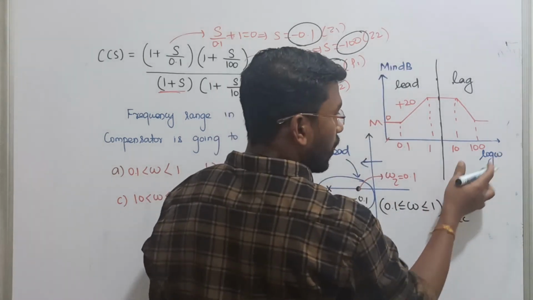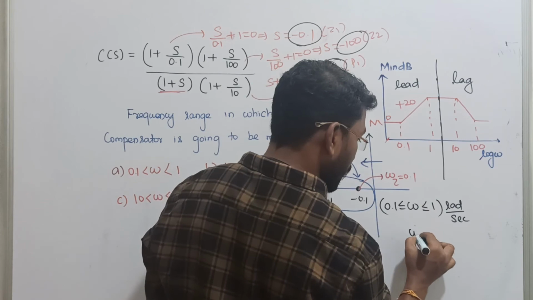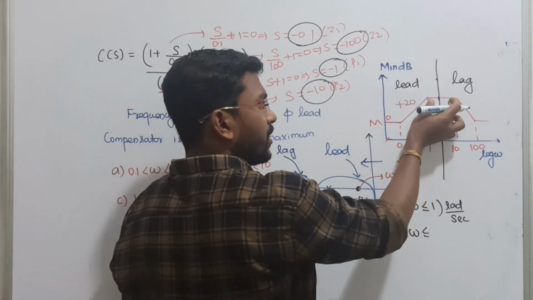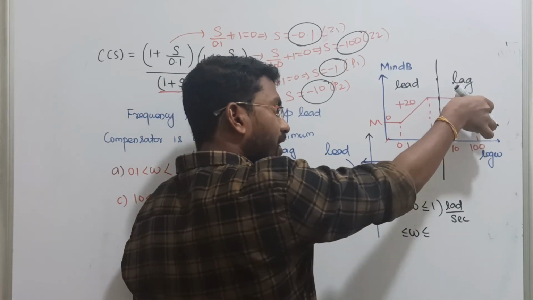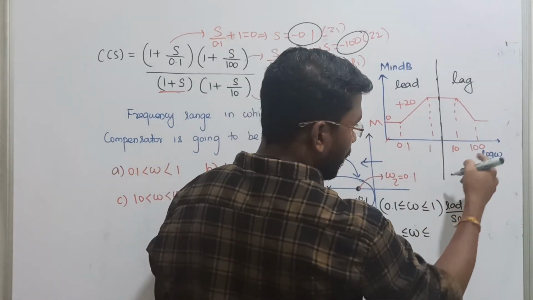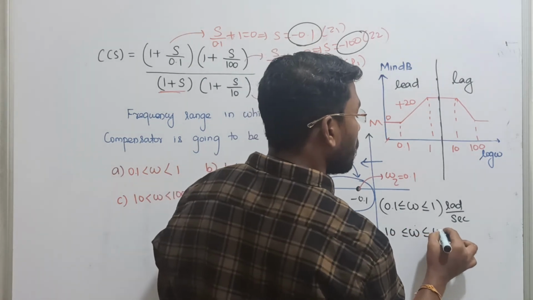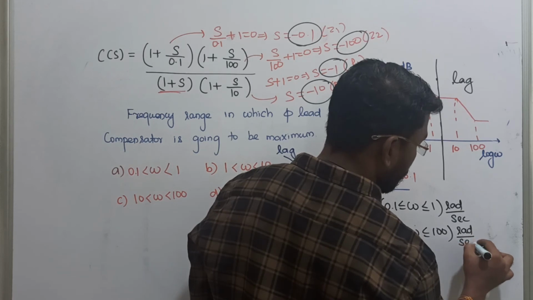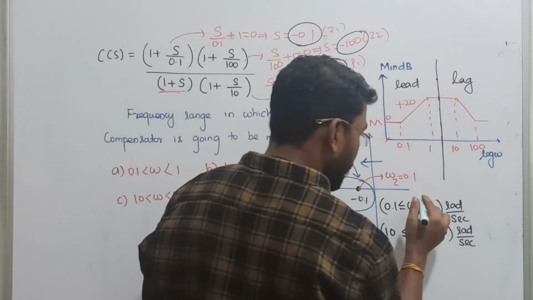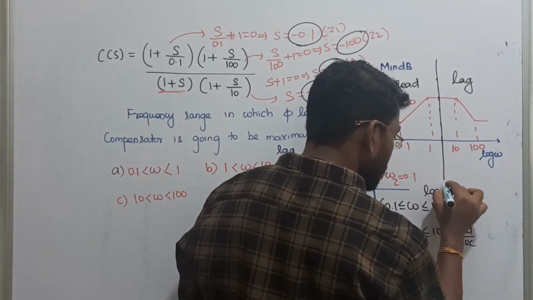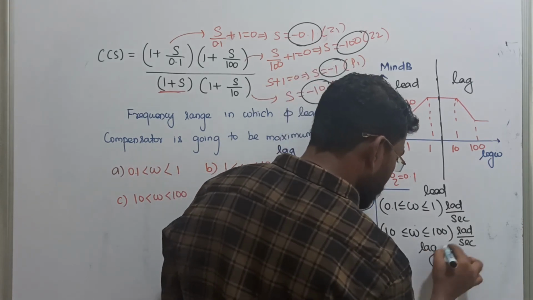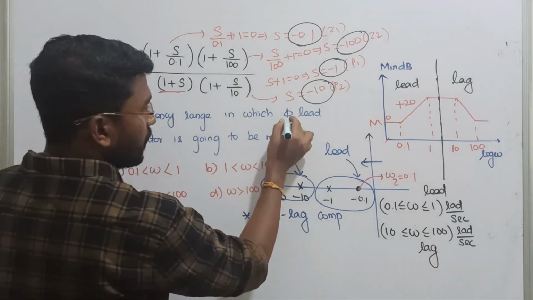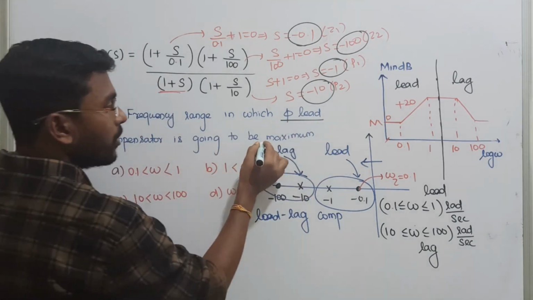Whereas for the lag compensator, let me define the range to see the observation. First here we have the lead compensator, and then the slope will become 0 once again, and again we are creating the lag compensator effect. So from 10 to 100, my system is producing the properties of a lag compensator. This is the range of the lead compensator, whereas the second range is for the lag compensator. Anyway, let us get back to the question. The question is: the frequency range in which the phase lead compensator is going to be maximum.